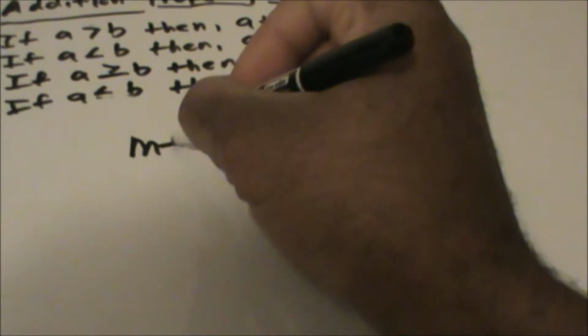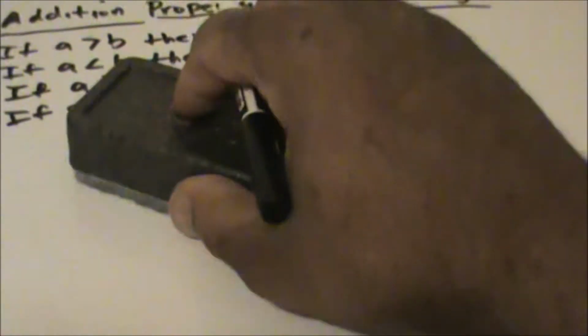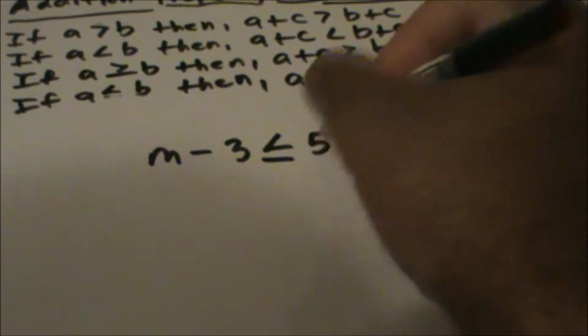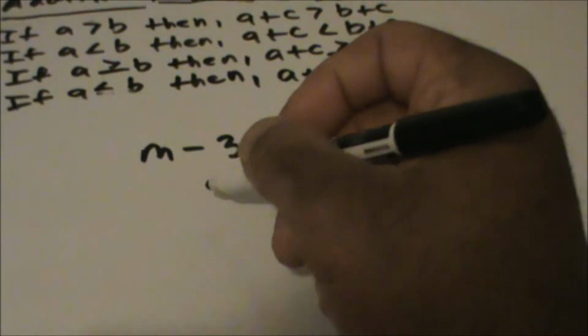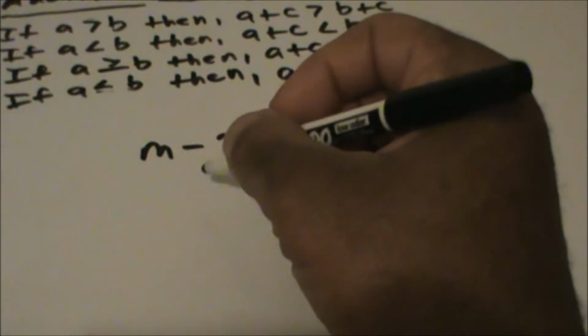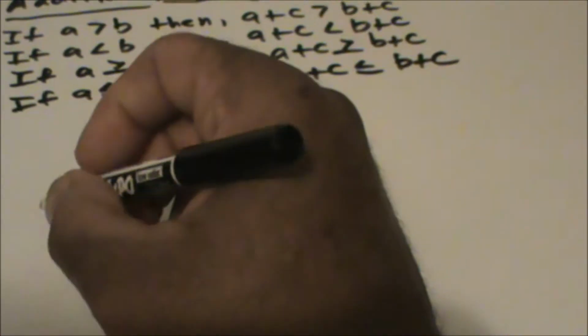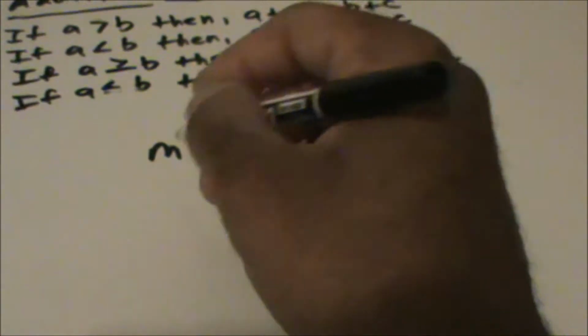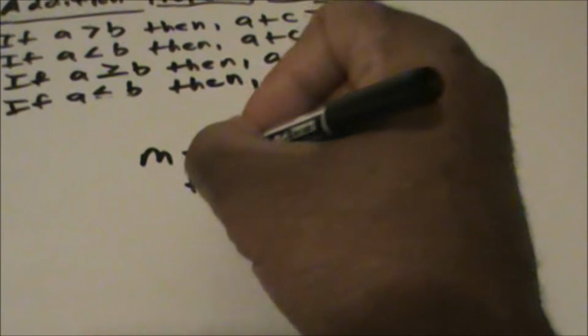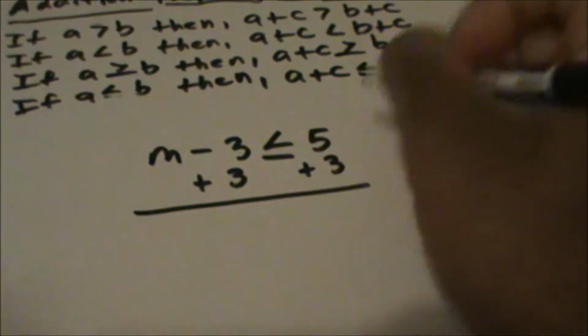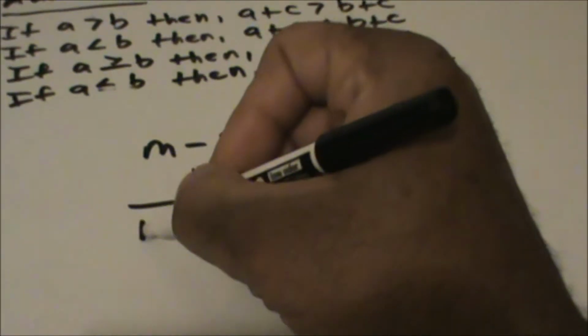Okay. m minus 3 is less than or equal to 5. Again, we're going to solve using the addition property. We're going to use straight line method 2, which means that we're going to add 3 on both sides of the inequality sign. Bring down my m.